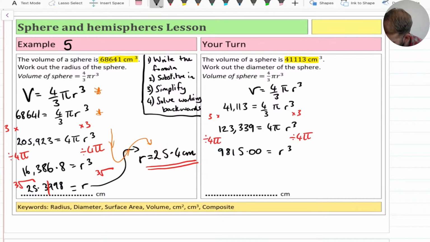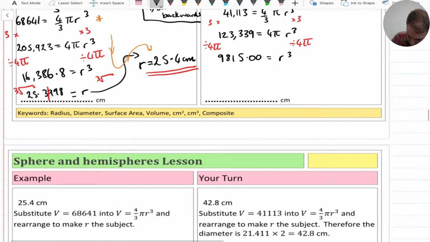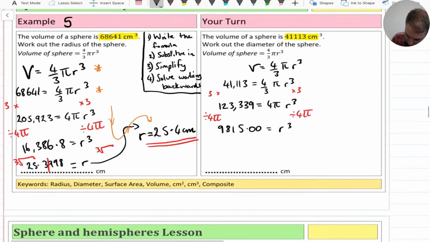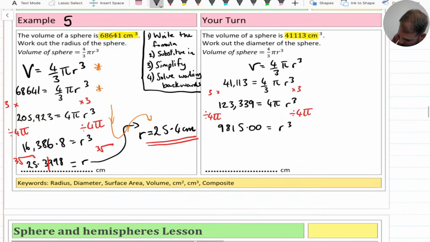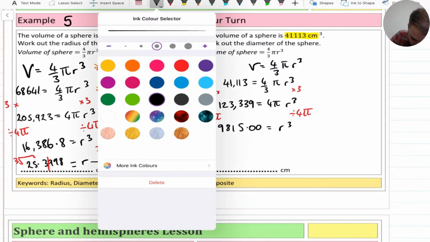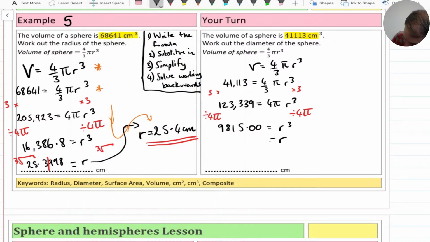So then the last little part is I need to cube root this. So if I cube root this, the cube root of this answer, r, is equal to 21.4 centimeters. Now you've got to be careful with this, because we've just worked out what r is, haven't we? That's what we worked out.